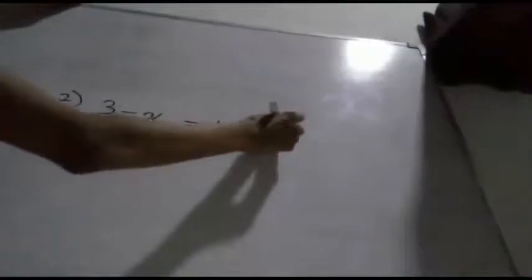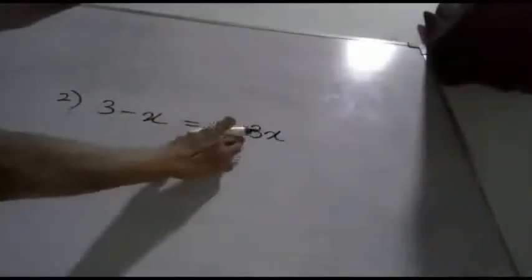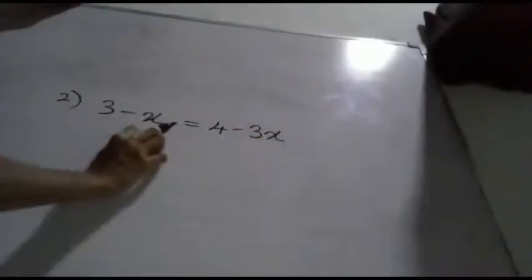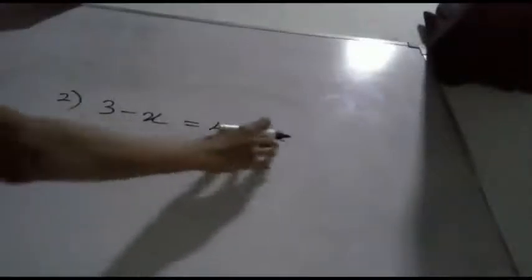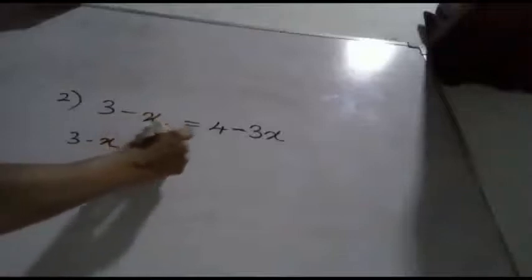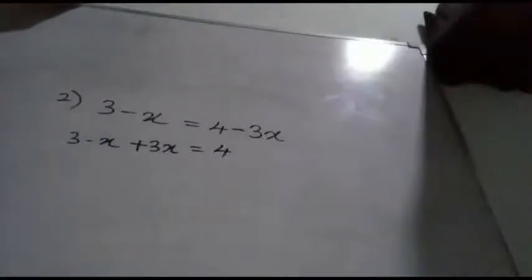3 subtract x is equal to 4 subtract 3x. We take this negative 3x to the left hand side. When we take it to the left hand side, this subtract 3x is changed to plus 3x. 3x is equal to 4. We add like terms.